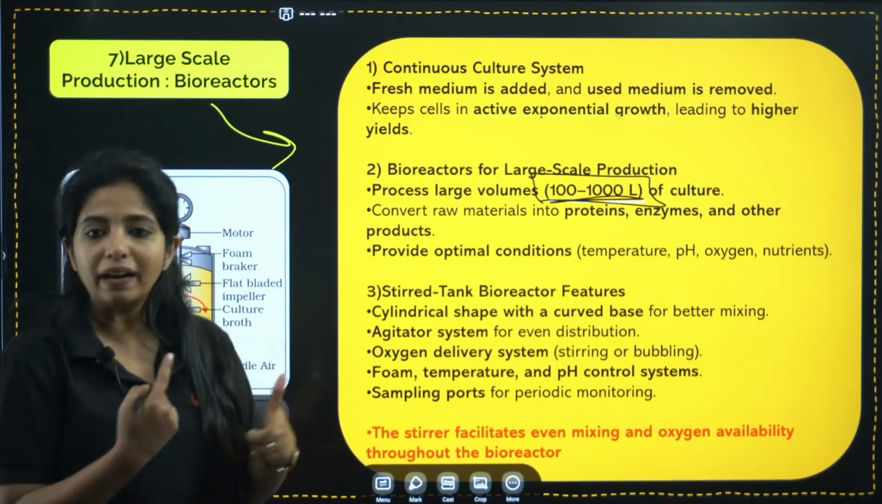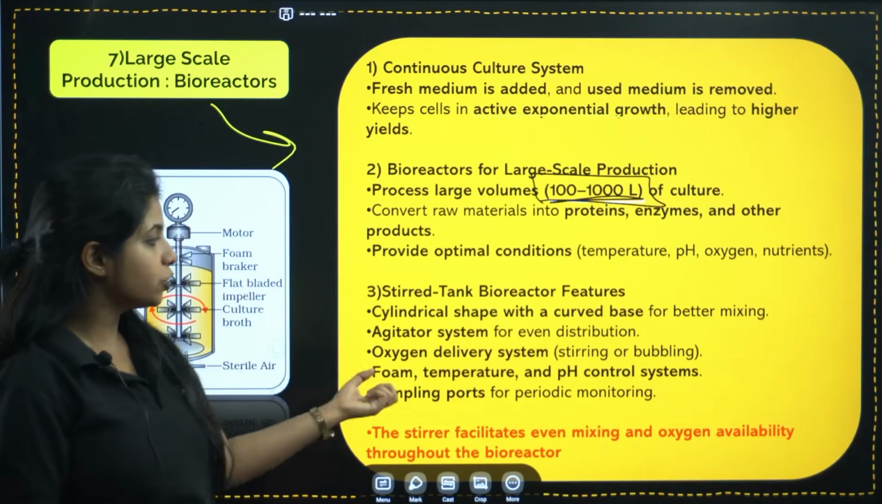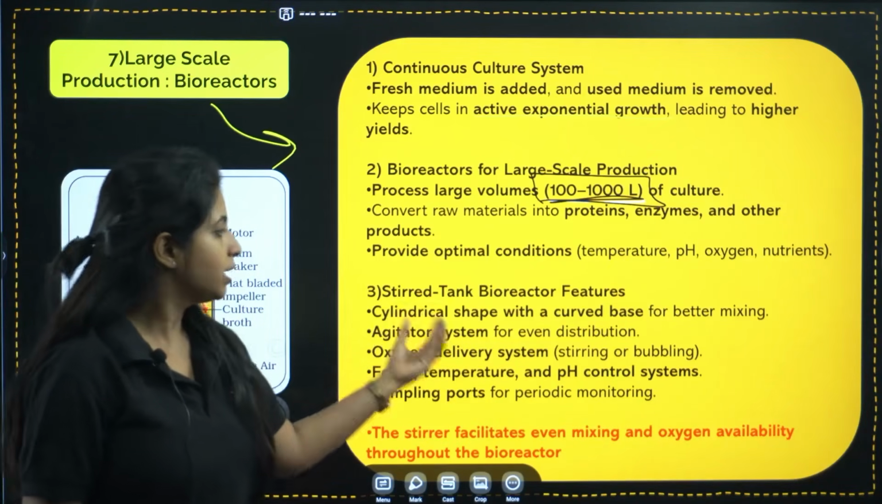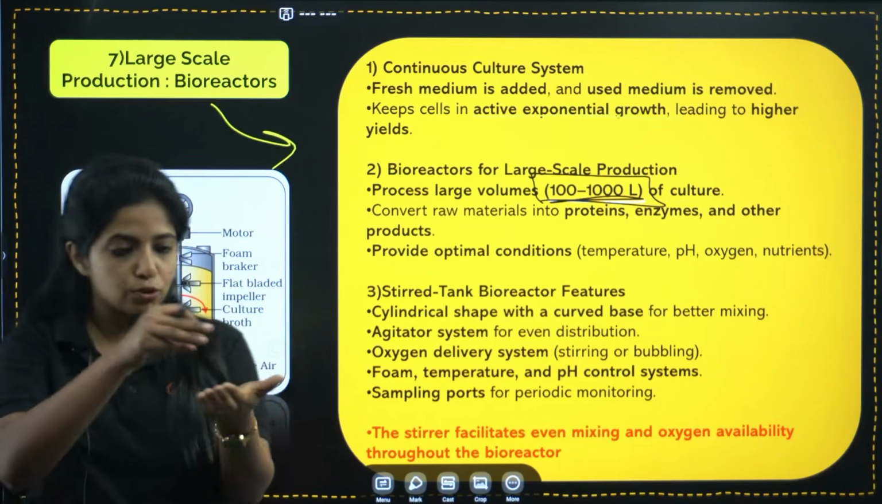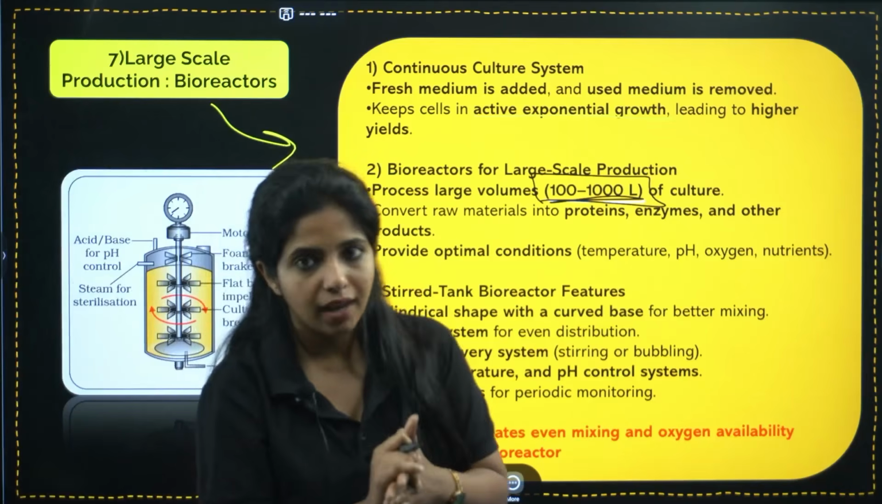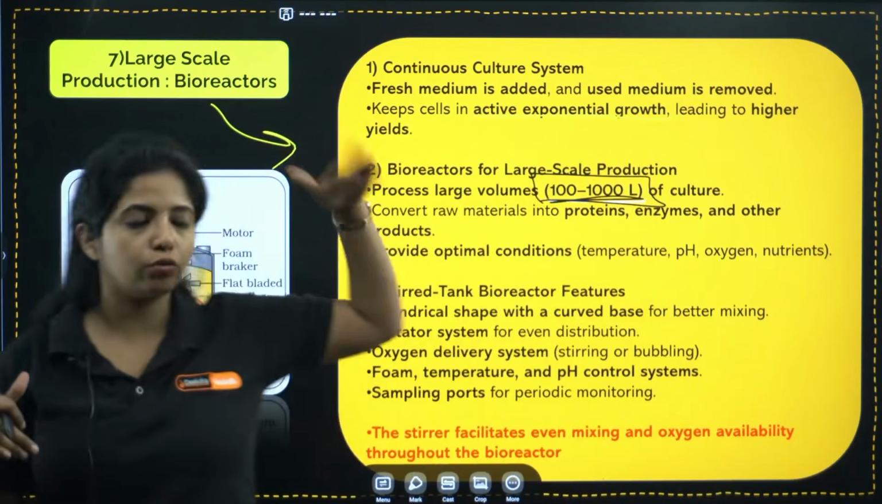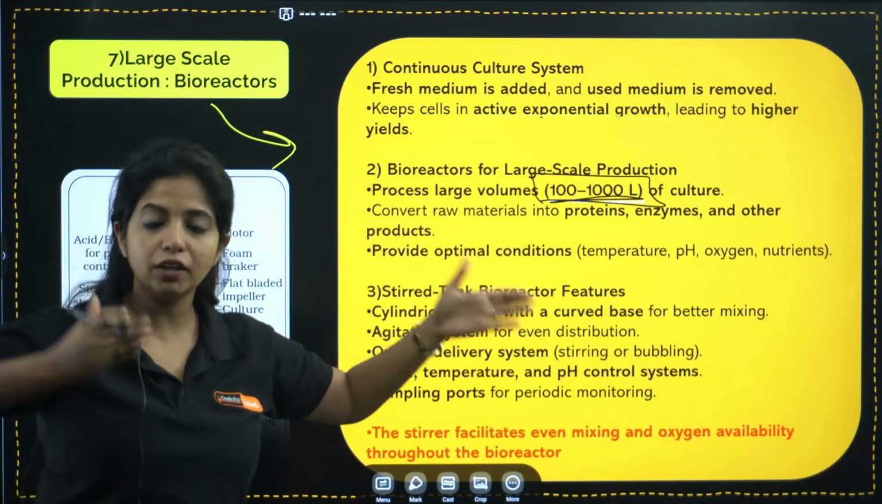Why? It is for better mixing, and there is an agitator system for even distribution out there, oxygen delivery system, stirring or bubbling, and there is foam, temperature and pH control system, and sampling ports are also there, my dear children, which helps us to take some sample and check what is happening up there. Okay, so yes, that can also happen. So either bioreactors or through other medium we can do it. Bioreactors process large volume up to 100 to 1000.